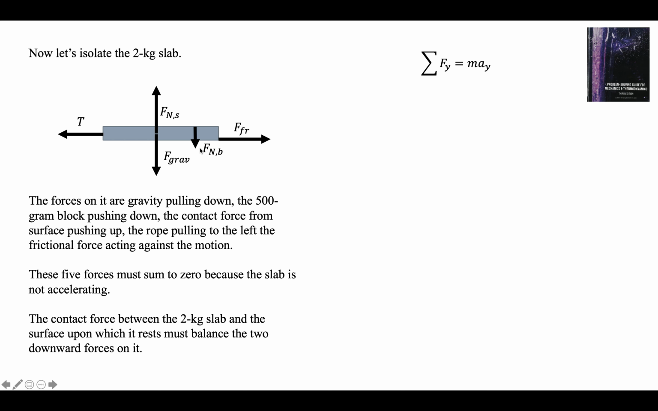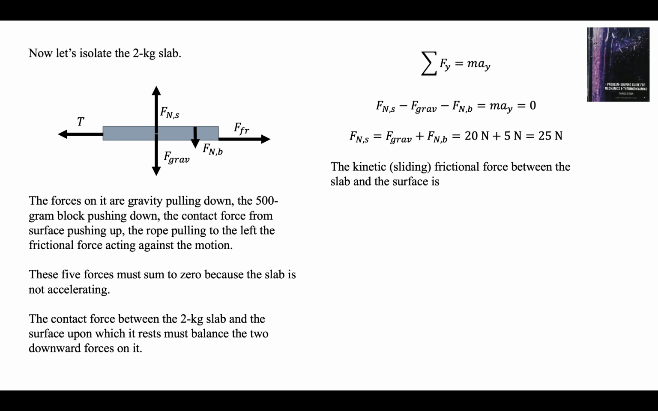Sum of the forces in the y direction is ma sub y, which is 0. Solving for the normal force, we get 20 newtons for the weight of the slab itself, 5 newtons for the contact force from the 500 gram block. That's a total of 25 newtons. We have the coefficient of kinetic friction. It's definitely sliding along the surface. The 2 kilogram slab is grinding along the surface. It's being pulled along the surface. That's kinetic.